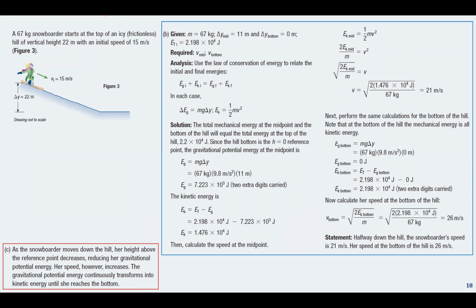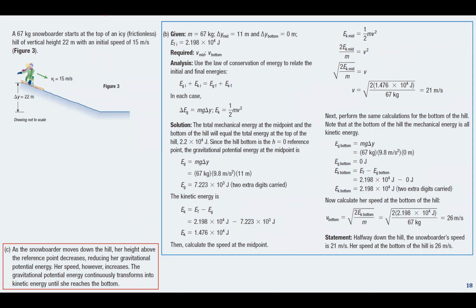Then we can calculate the speed at the midpoint. According to the formula, Ek midpoint equals 1/2 times mv squared. Then we have v equals the square root of 2 times 1.476 times 10 raised to the power of 4 joules over 67 kilograms, which is about 21 meters per second. And actually, we can use a similar method to calculate the speed at the bottom of the hill, right? The speed of the snowboarder at the bottom of the hill is 26 meters per second. So halfway down the hill, the snowboarder's speed is 21 meters per second, and at the bottom of the hill it is approximately 26 meters per second.